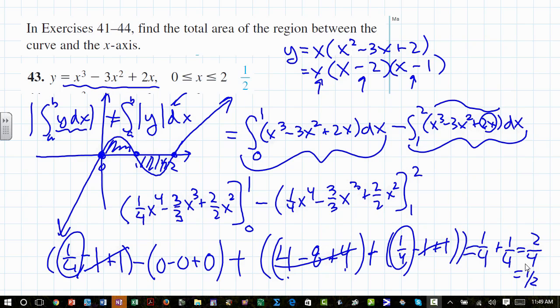How does this answer work? Because this area is 1/4, that area is 1/4. So 1/4 plus 1/4 is equal to 1/2. If we were to do the integral normally, where we add these two things, this would have been 1/4, this would have been -1/4, and it would end up being a 0. But they didn't ask what the integral was. They asked, what is the total area?